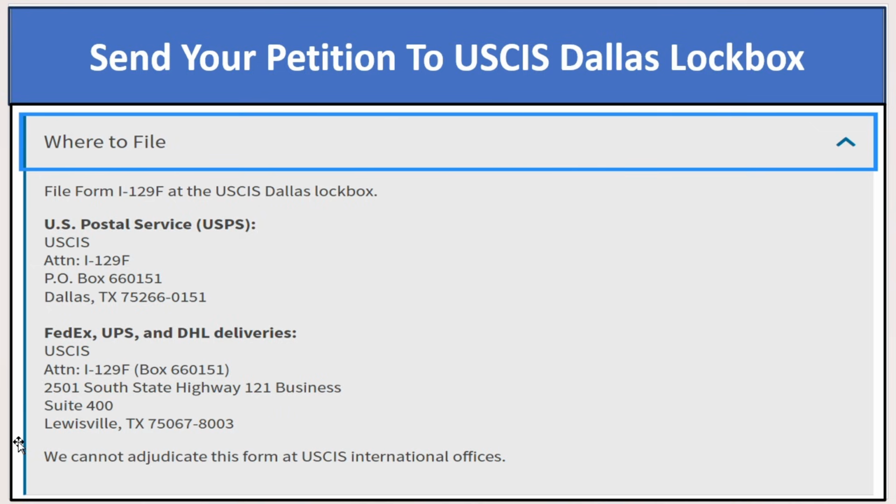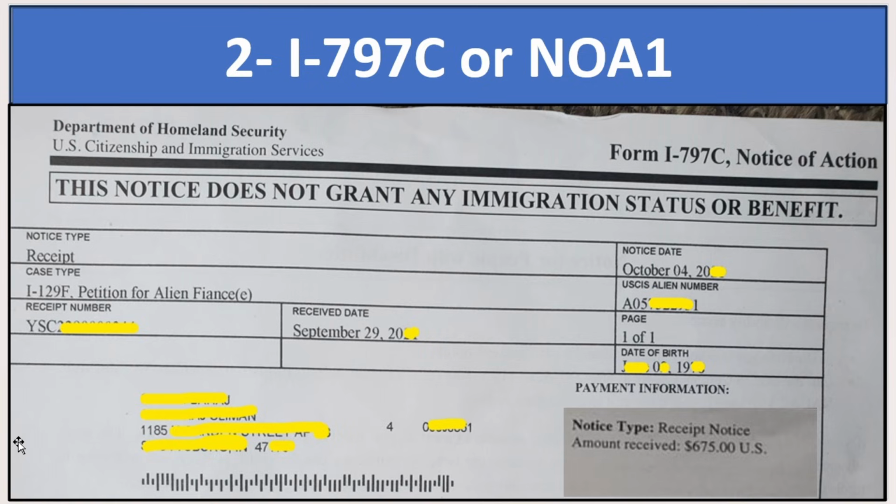Now, once you send your petition to USCIS, they will receive it within a couple of weeks. They will send you an I-797C or NOA 1. Basically, this is just a receipt telling you that we received your petition and the fee that you submitted to us. That's what it is.